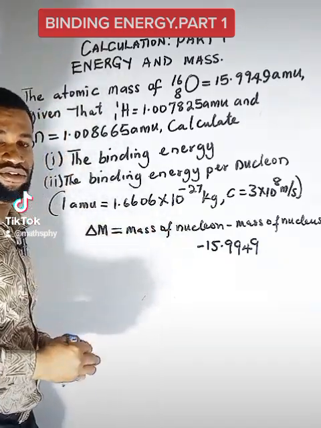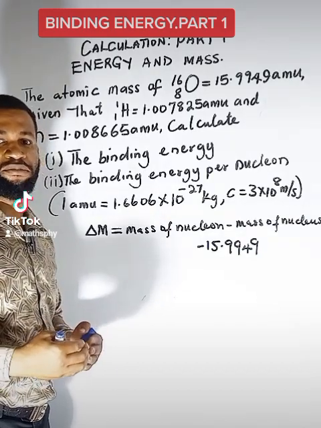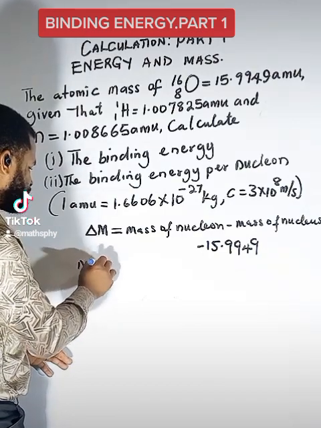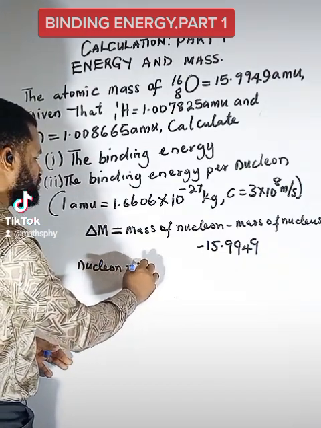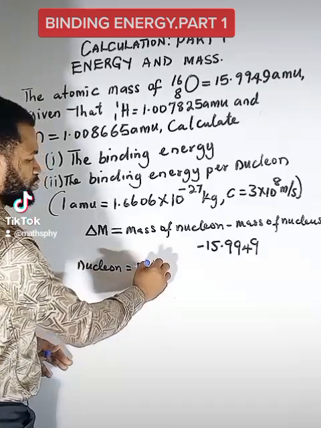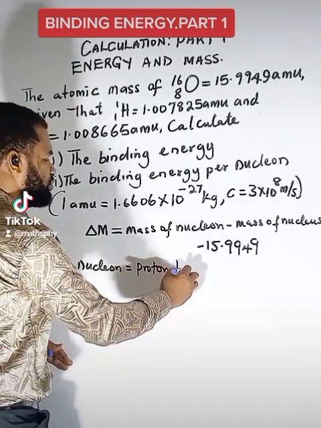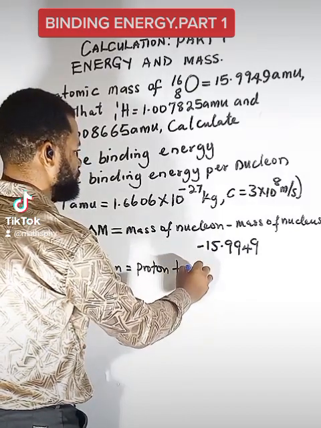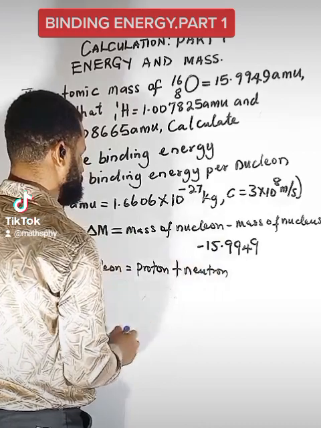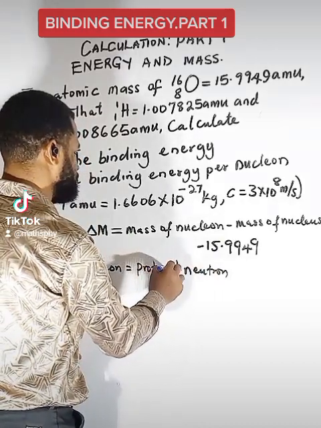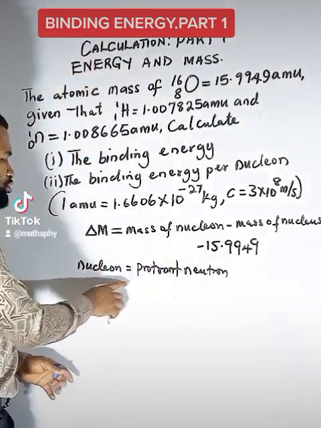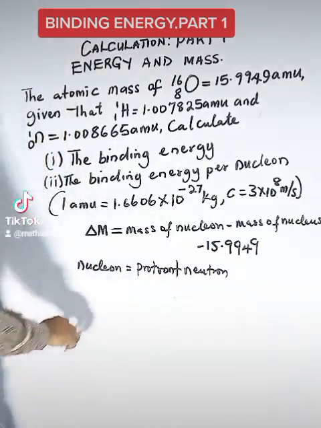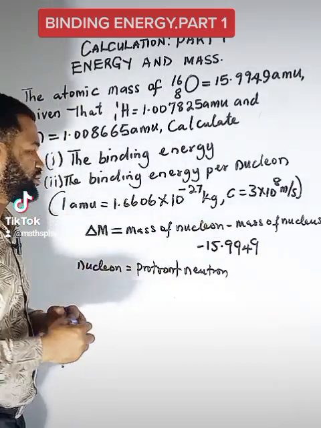When we are talking about nucleon, we are talking about the number of protons and the number of neutrons. So we now say that nucleon is equal to proton plus neutron. That is what makes the whole of the nucleon.